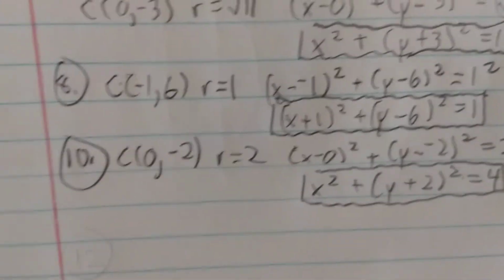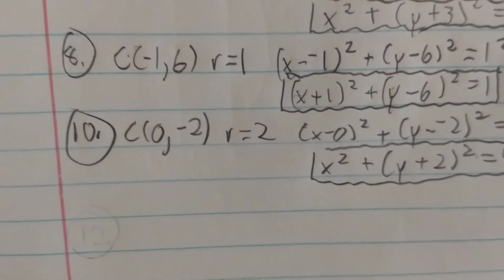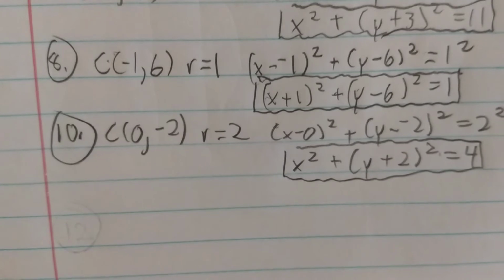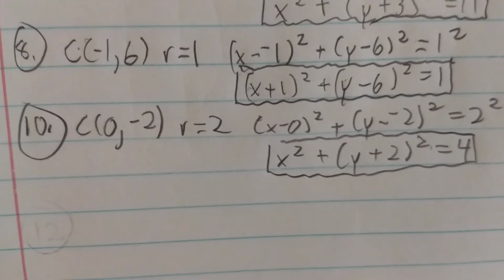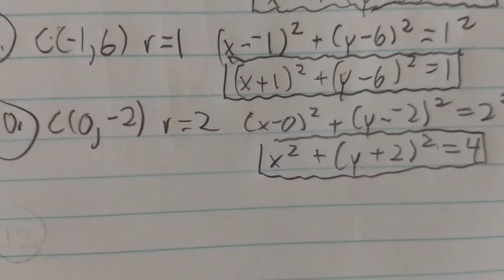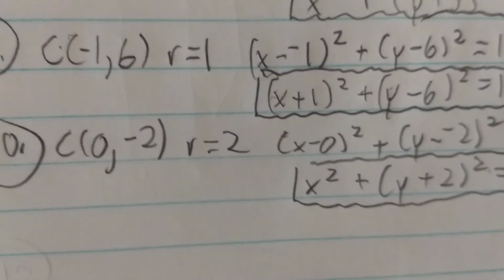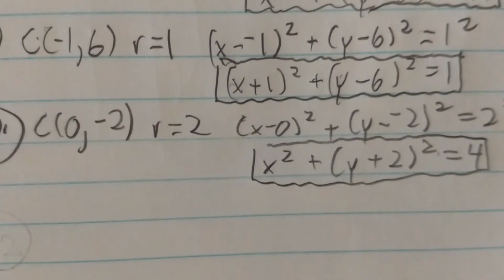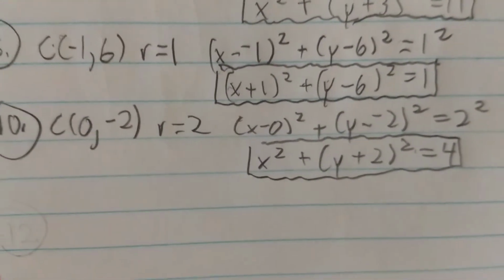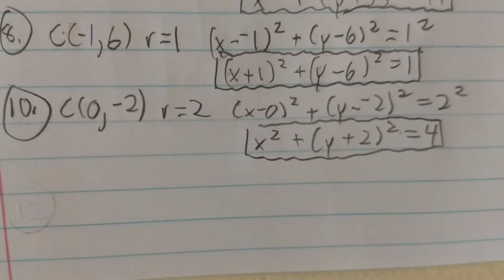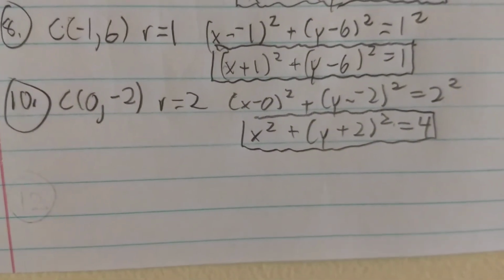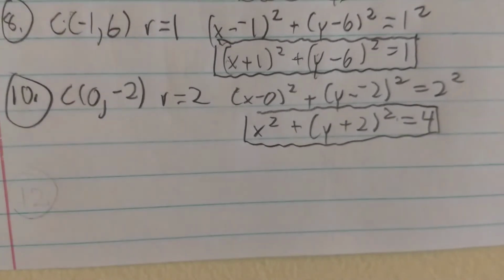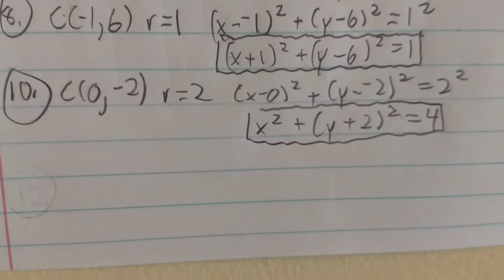And doing the same thing now for 8. The center is (negative 1, 6). So again, we have to do x minus negative 1 squared, or (x plus 1) squared. And 6 is positive, so we leave it as (y minus 6) squared equals 1 squared, or 1. Our standard form equation is (x plus 1) squared plus (y minus 6) squared equals 1.